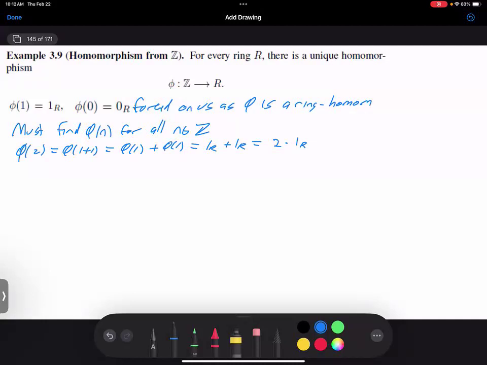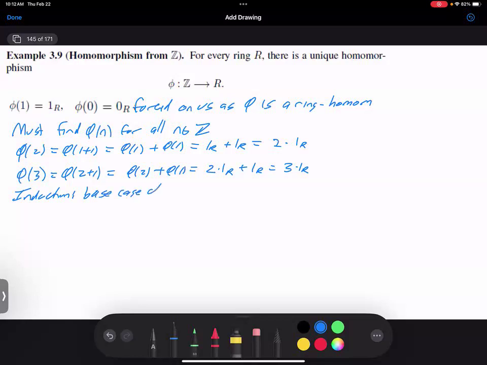What should we look at now? Phi of 3, and that will be phi of 2 plus 1. That's phi of 2 plus phi of 1. That's 2 times 1_R plus 1_R, which will just be 3 times 1_R. How should we handle things in general? What do we do now? So what's the process? Induction.